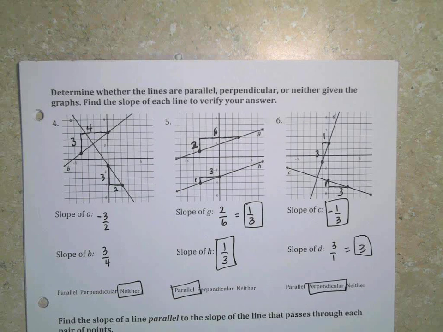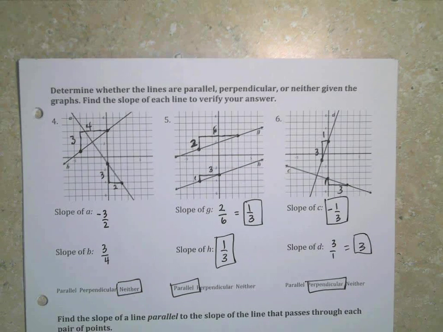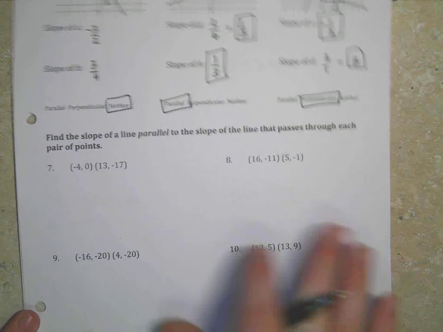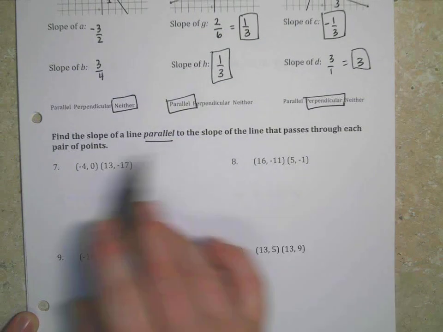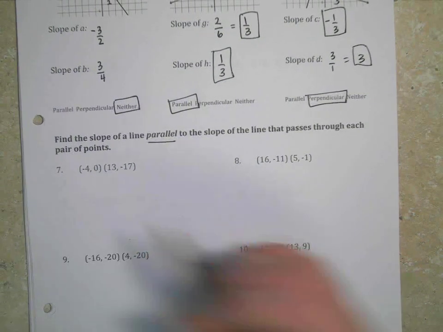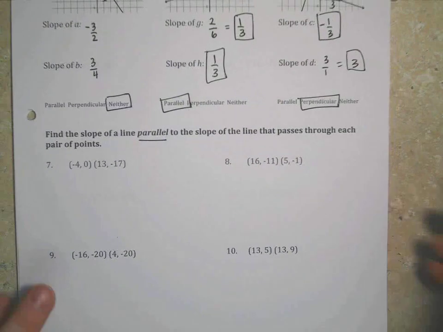Okay, so what happens if we don't have the lines? Can we still determine if things are parallel or perpendicular? So now it says find the slope of a line parallel to the line that passes through each pair of points. So what we really need to do is just find the slope of those two lines, because it's going to be exactly the same as the original slope. Okay, so all we're doing is finding the slope.